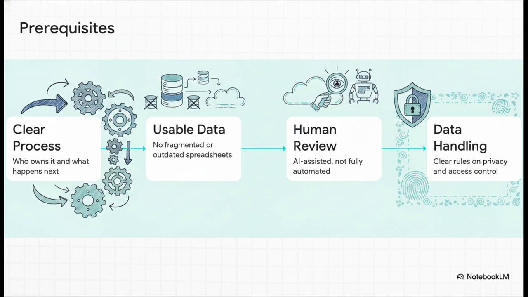3. Human review. Think AI-assisted, not fully automated. Your business still needs control. And 4. Responsible data handling. Especially for South African businesses navigating POPIA regulations, you absolutely must have crystal clear rules regarding privacy, access control, and how you handle client data.